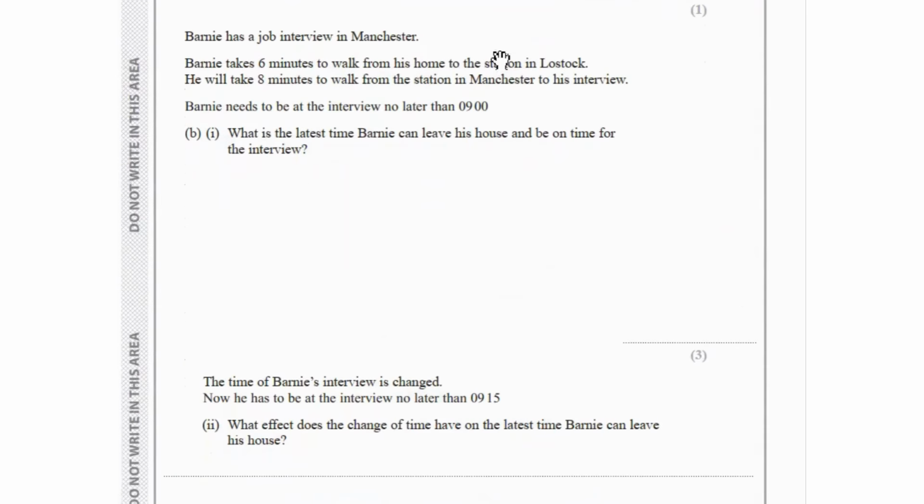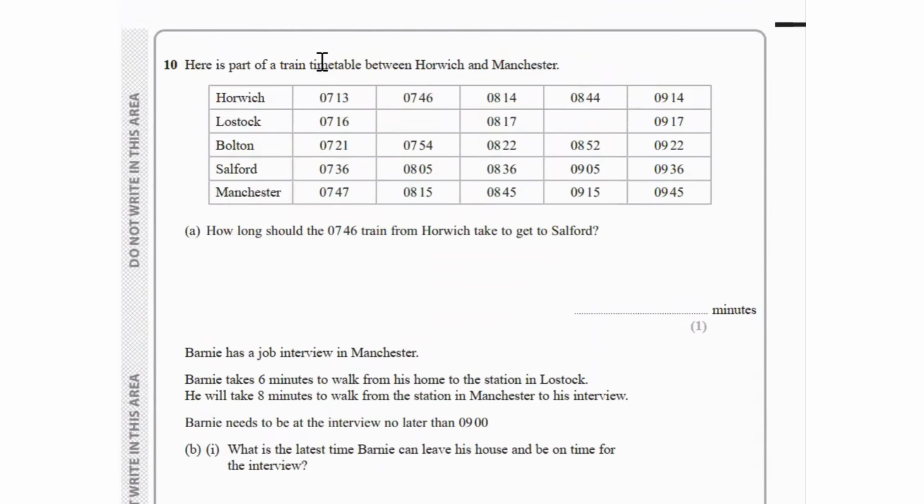Barney has a job interview in Manchester. Barney takes 6 minutes to walk from his home to the station in Lowestoft. He will take 8 minutes to walk from the station in Manchester to his interview. Barney needs to be at the interview no later than 9. What is the latest time Barney can leave his house and be on time for the interview? So he takes 6 minutes to walk from his home to the station. And it takes him 8 minutes to walk from the station in Manchester to the interview. He has to be at the interview by 9. He can't be later than 9.